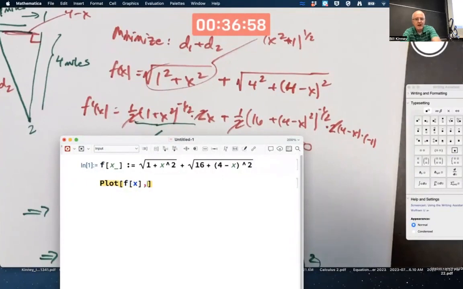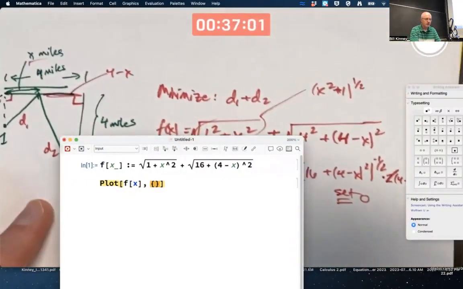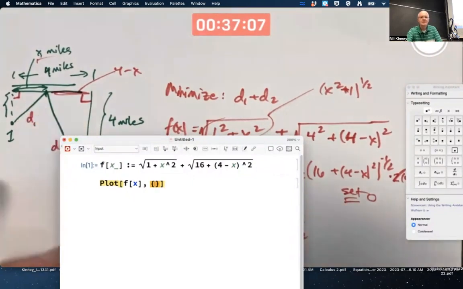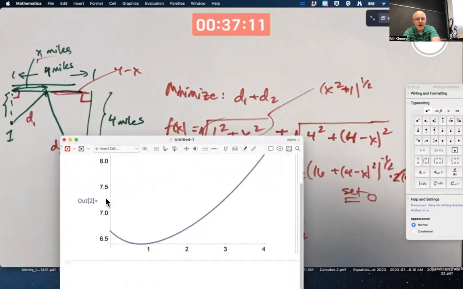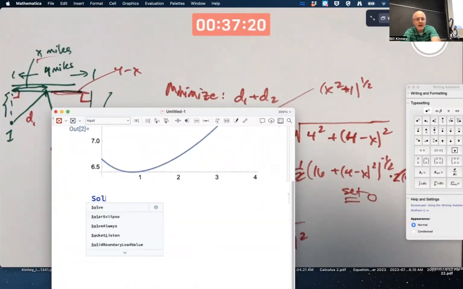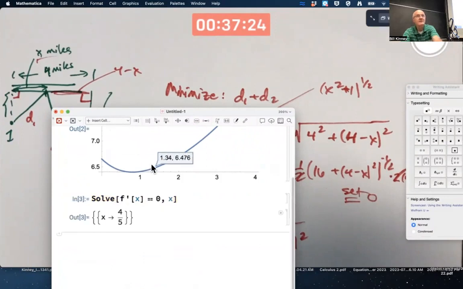As far as the domain values for x here, x can really only go between 0 and 4, right? For the application to make sense, at least. So plot this between 0 and 4. There's the graph. It does look like it is perhaps minimized when x is 0.8. Yeah, and it's definitely a minimum. And in Mathematica, solve for where f prime of x is 0. Let's see. Yep, 4/5, much quicker.